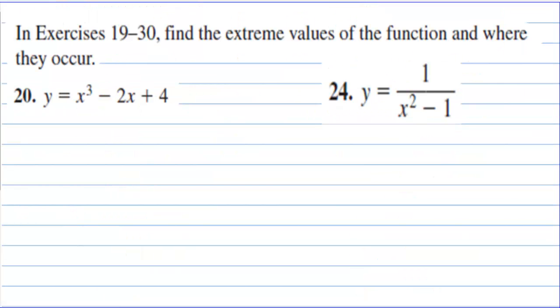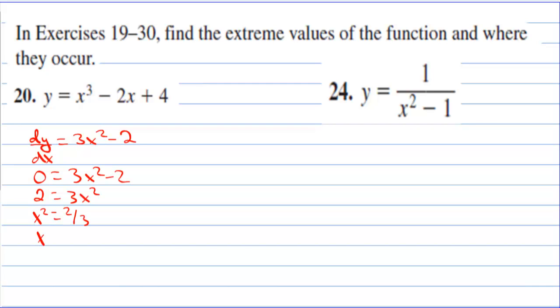Find the extreme values of the function and where they occur. And this is not on an interval. This is everywhere, negative infinity to infinity. Let's find dy/dx. That's equal to 3x squared minus 2. And we set the derivative equal to 0. So we add 2, divide by 3. So x equals plus or minus the square root of 2/3.